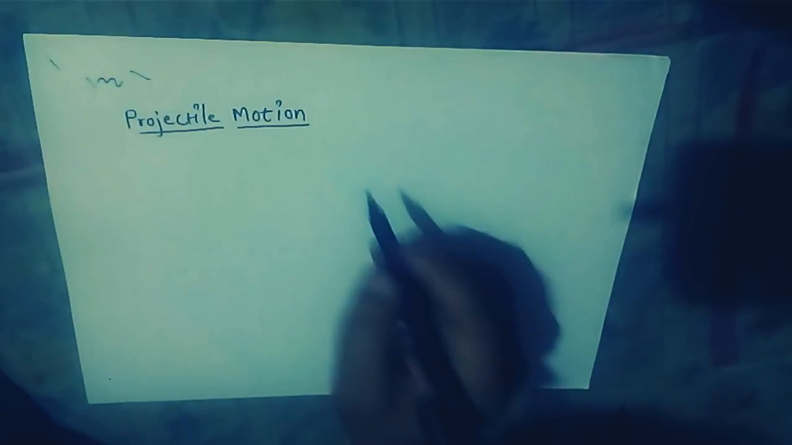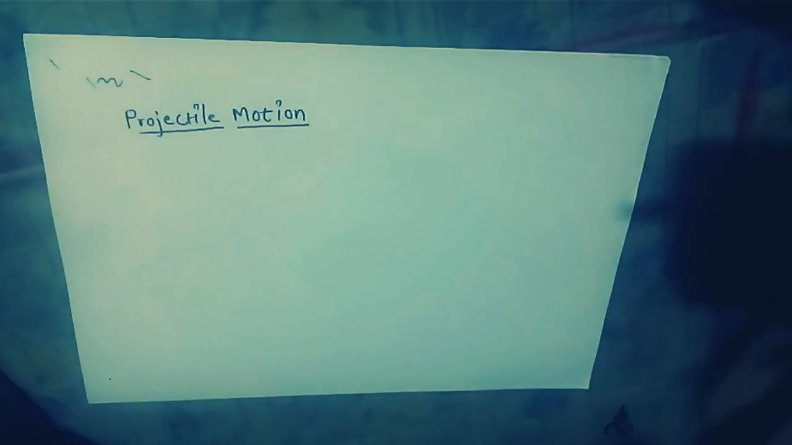Now our topic is projectile motion. So the first thing that comes here is, what is a projectile? A projectile can be defined as any object that can be propelled in air, and which is allowed to move only under the action of gravity. That kind of thing can be defined as a projectile, right?